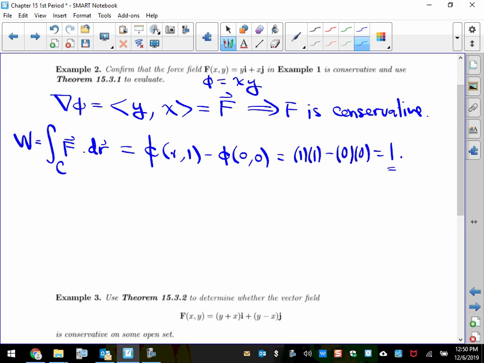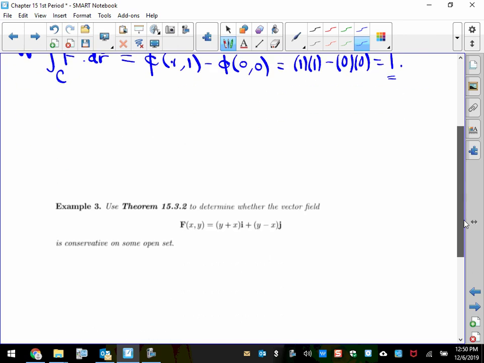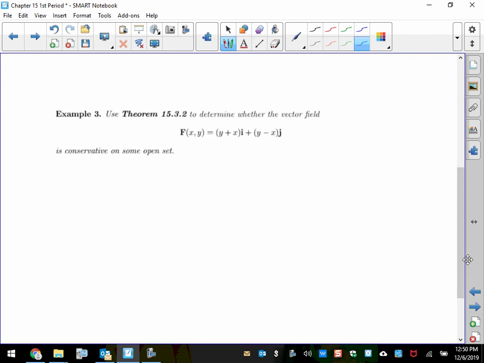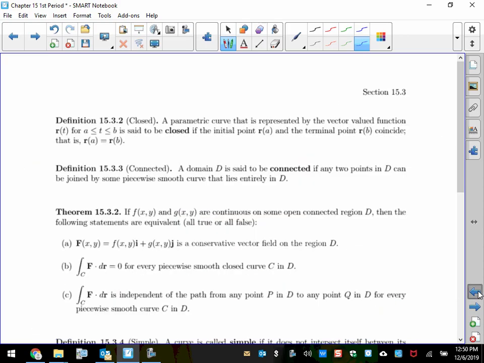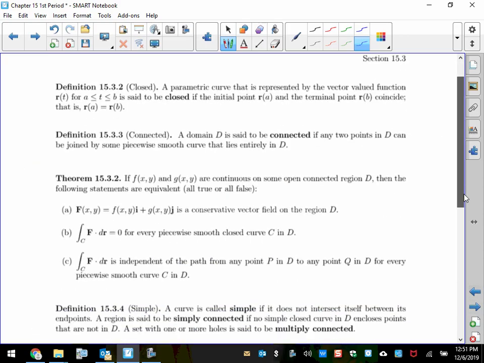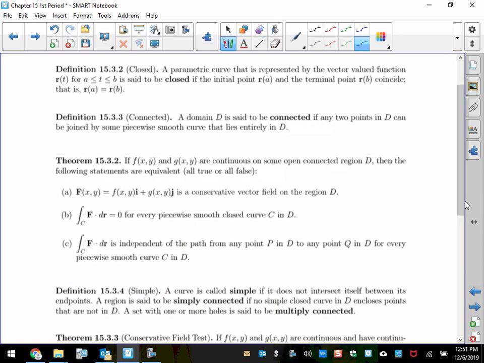Since we have a positive 1 here, that tells me that the field is helping the particle move through that field. Okay. Well, let's look at the next example. They tell us to use the next theorem, so I think that means we have to go read it. So let's go back to Theorem 15.3.2. Oh, there it was. And that's Definition 15.3.2.